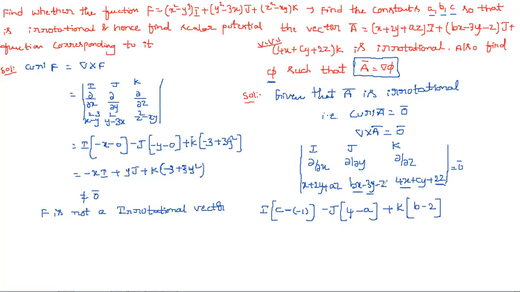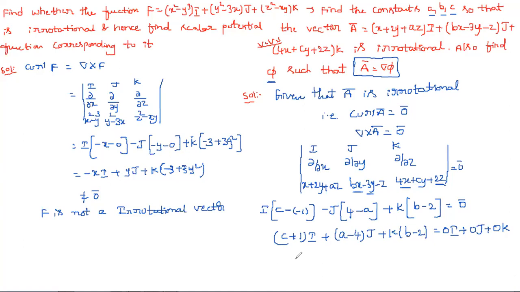So that is nothing but b minus 2, and this is equal to 0 bar. Finally, what we got here is c plus 1 into i, and multiplying the minus inside, a minus 4 into j, plus k into b minus 2, equal to 0 bar, which we can write as 0i plus 0j plus 0k. Comparing the components of i, j and k on both sides.